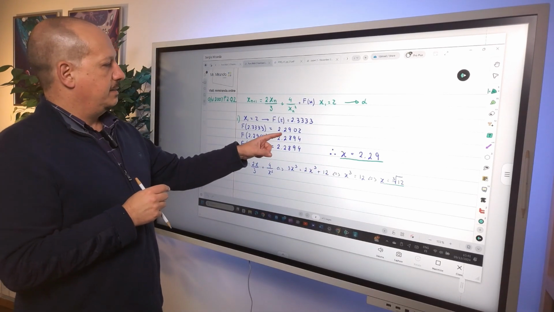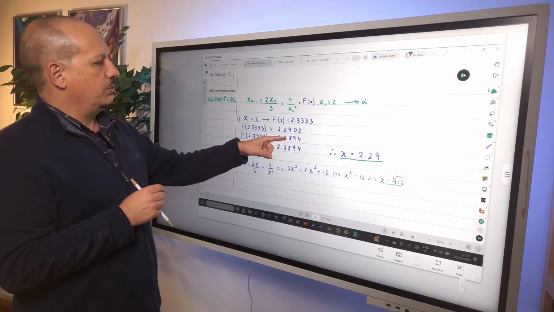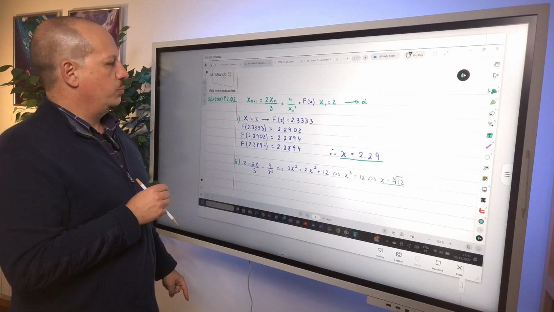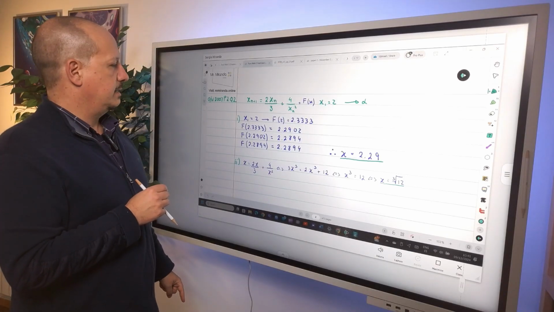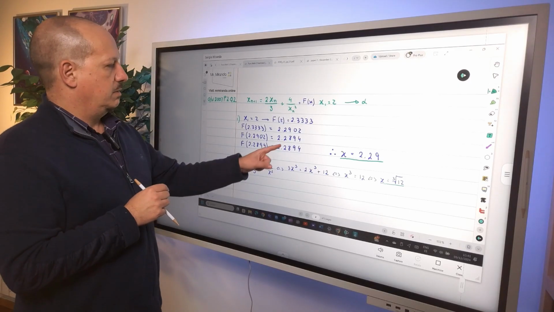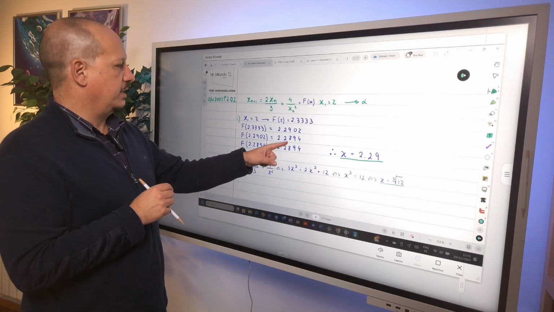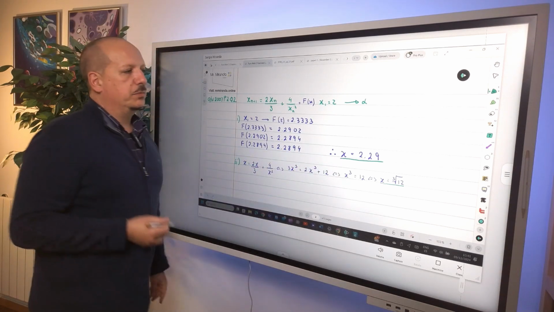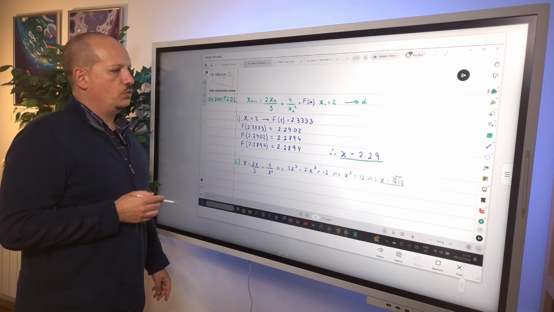Notice that these two round to 2.29, but I wanted to ensure that, actually here I could go up to 3 decimal places. I did one more than I needed. Anyway, it doesn't matter. I'm completely confident that the result is 2.29.